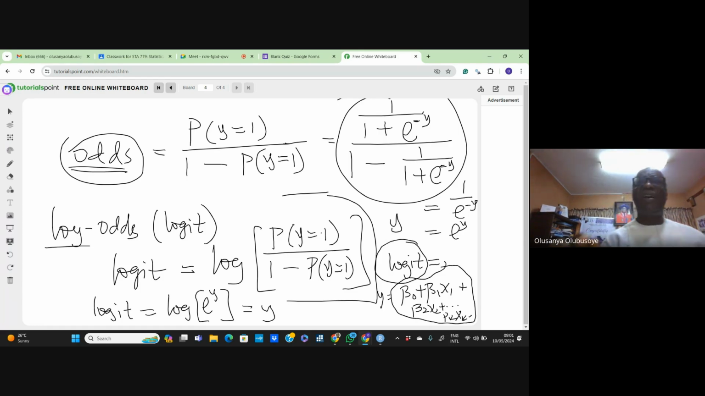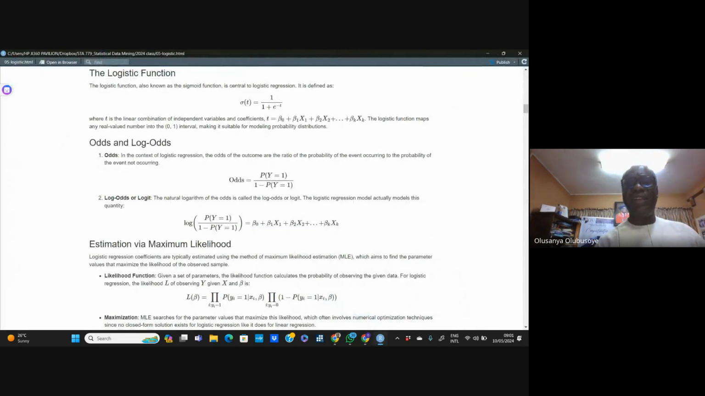Therefore, you must understand the meaning of odds and how the log of odds becomes the logit, and that is the model we now want to estimate. So it is this logit function that we want to estimate.